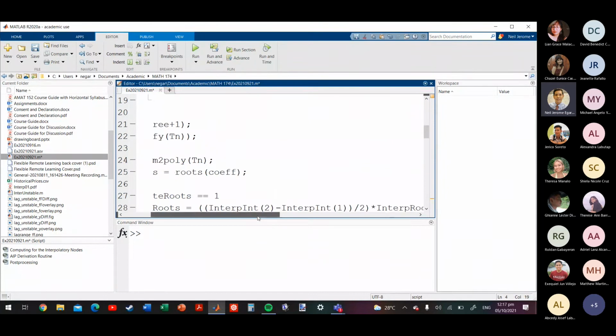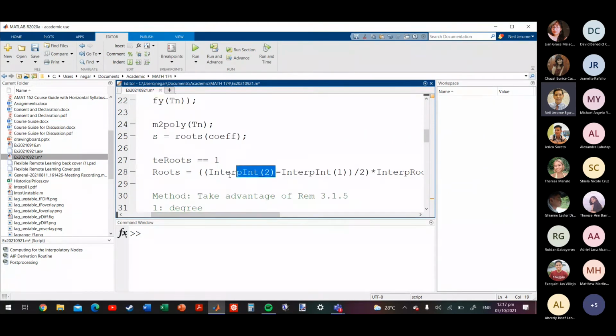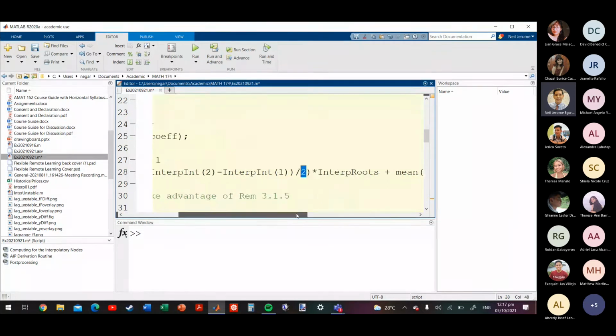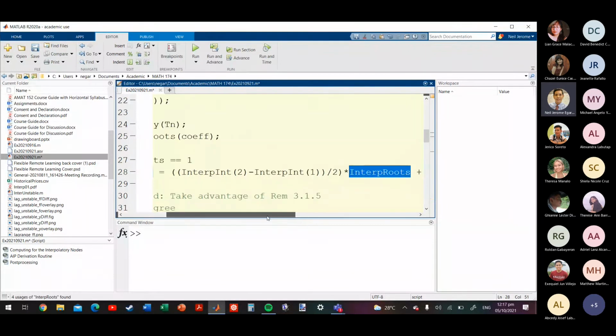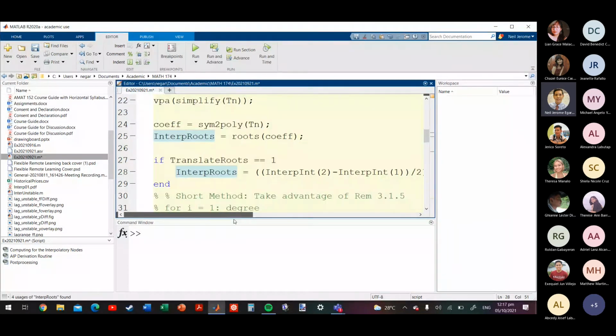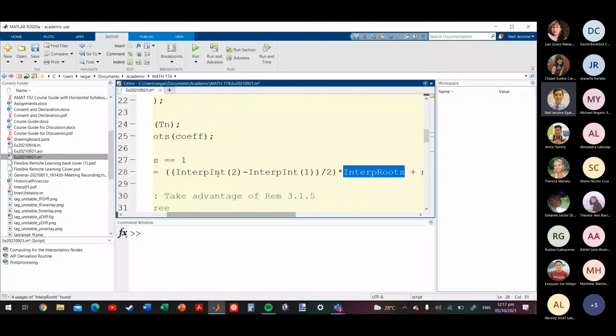So this is basically b minus a all over 2 times yung former roots. So yun yung kagandahan kay MATLAB. Hindi ko na siya kailangang ilagay sa isang for loop kasi vectorized siya. So this is a scalar times a vector, so lahat lang ng elements ni interp root ay namumultiply by this constant.